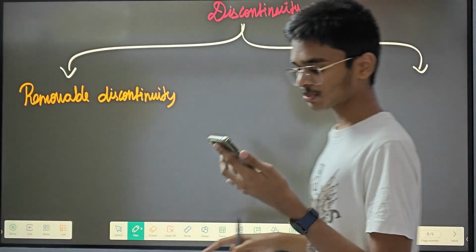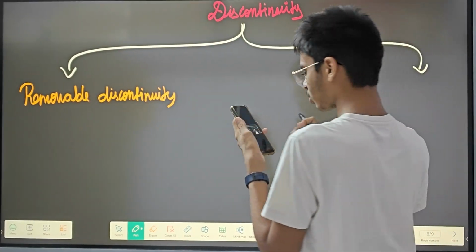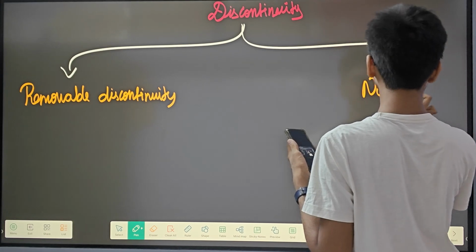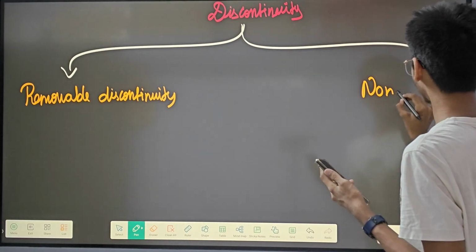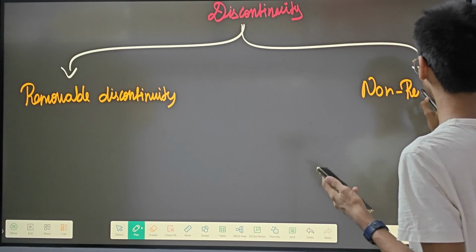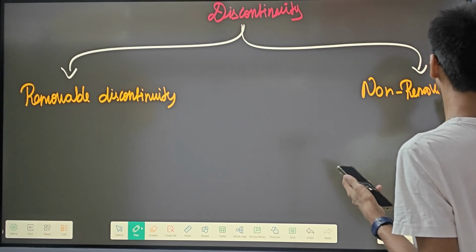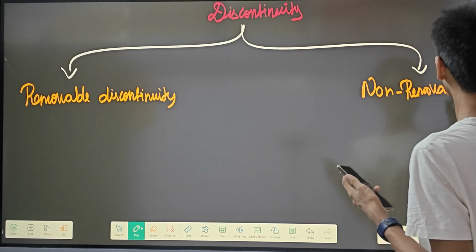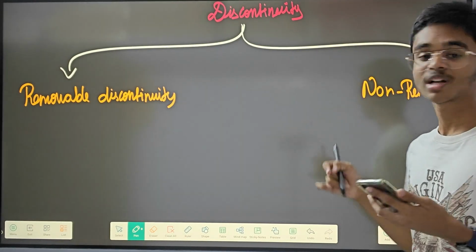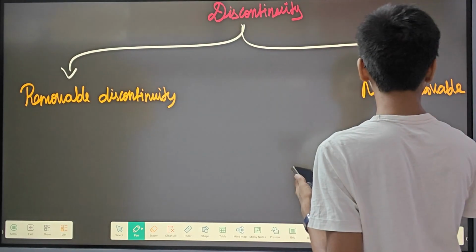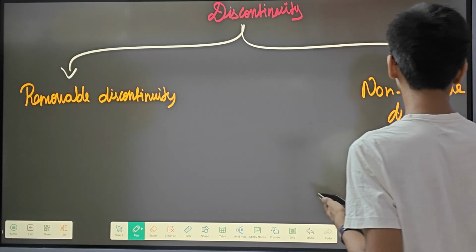The next is irremovable discontinuity or non-removable, not irremovable. Irremovable, that is a grammatically wrong word. Sorry, non-removable. I think it is a wrong word grammatically. You can comment in the comment section. I don't know. Okay, non-removable discontinuity.